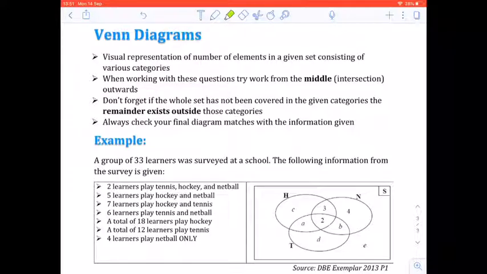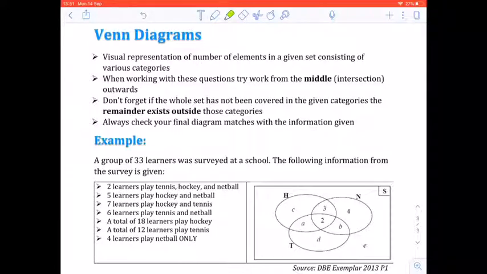Let's move on to more tricky Venn diagram questions which have a lot more information and are less abstract. Venn diagrams are visual representations of the number of elements in a given set consisting of various categories. When working with these questions, try to work from the middle, in other words, the intersection, outwards. Usually at a grade 11 level, you would get 3 different categories. So there would be various overlaps, and the one overlap will be all 3 categories overlapping.